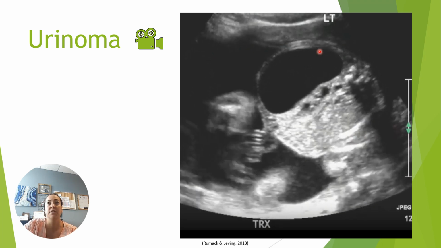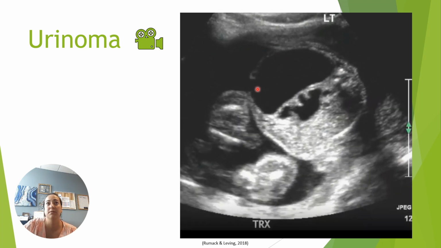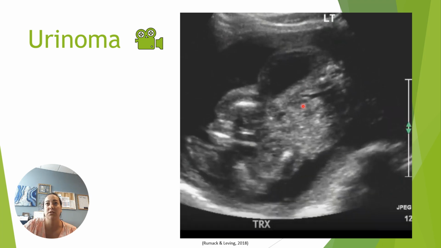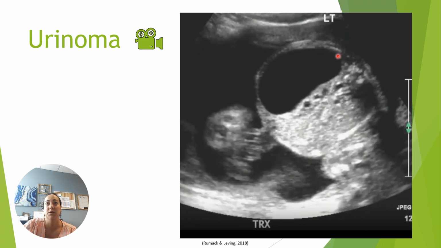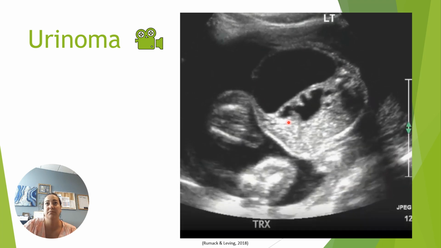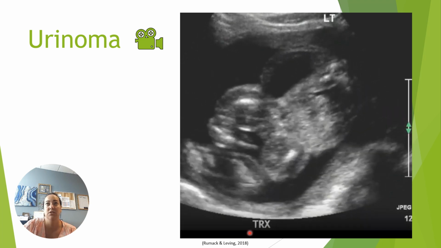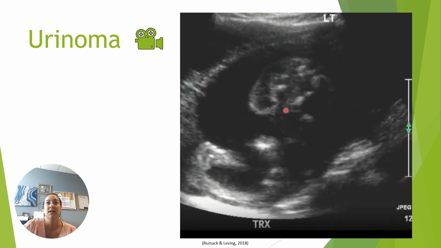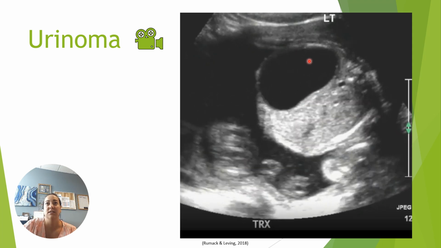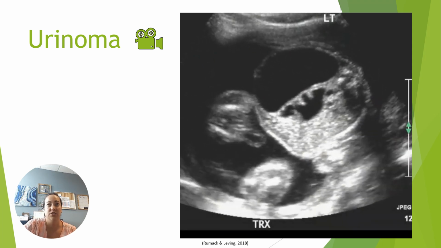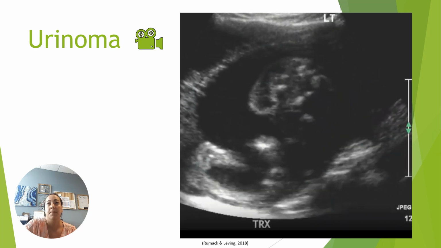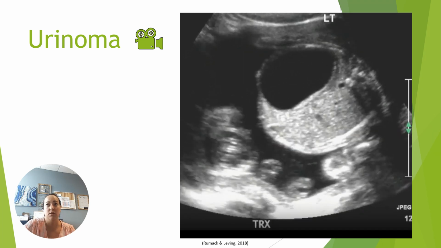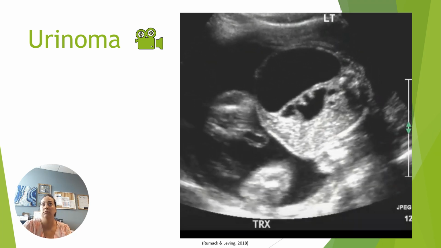Here's an example of a urinoma with a cine clip. So we do also see some hydronephrosis on that side, as well as that urine collection there. So it is next to the spine and the kidney, and that's a big, large urine collection, a urinoma. That can be seen in a male or a female fetus.